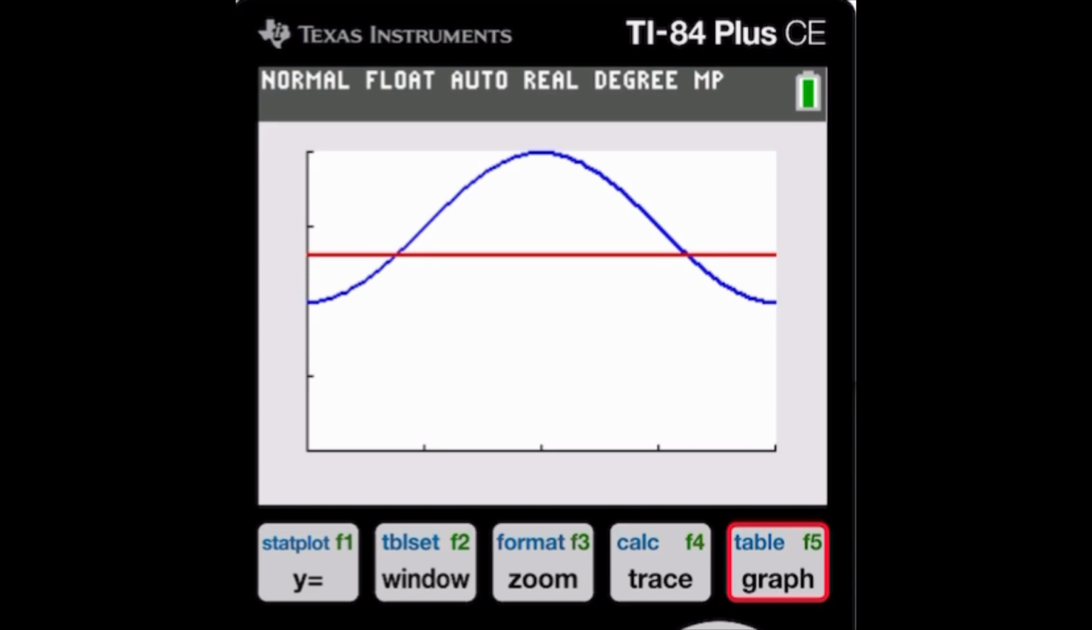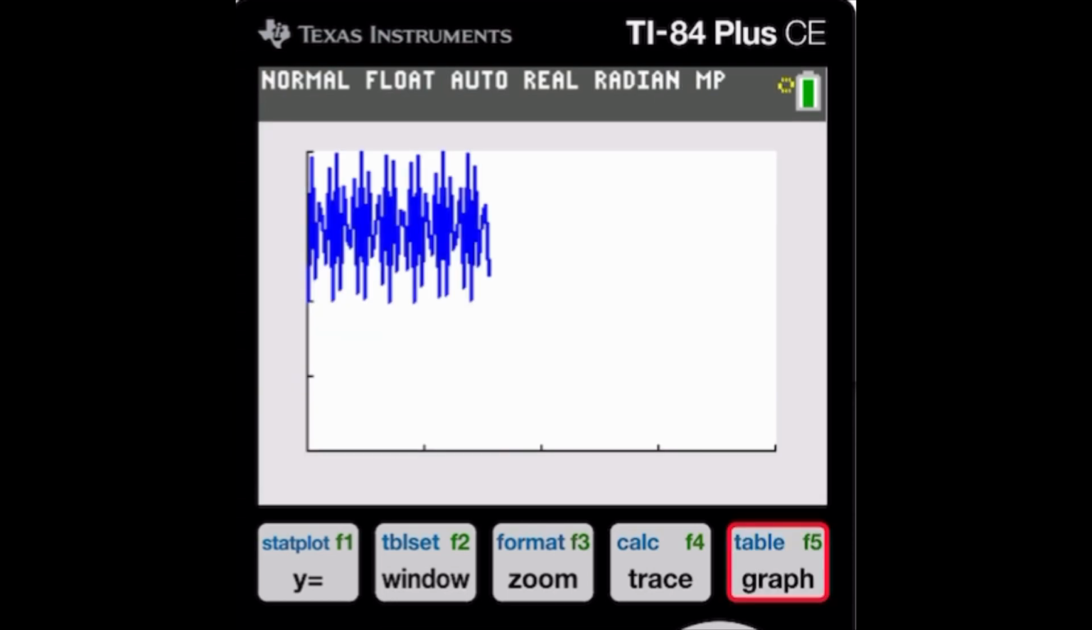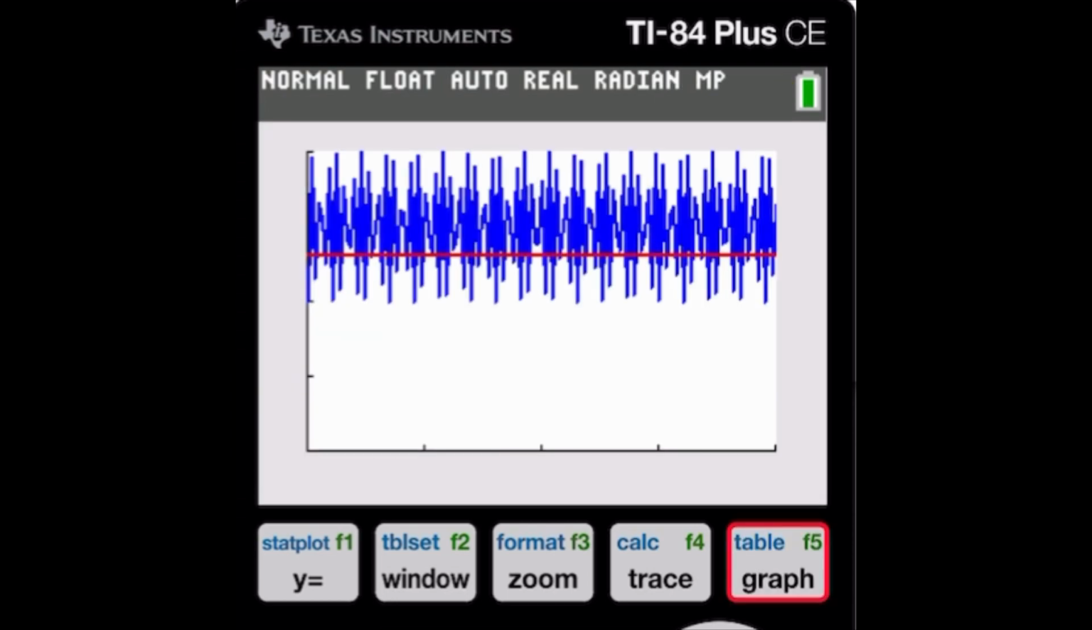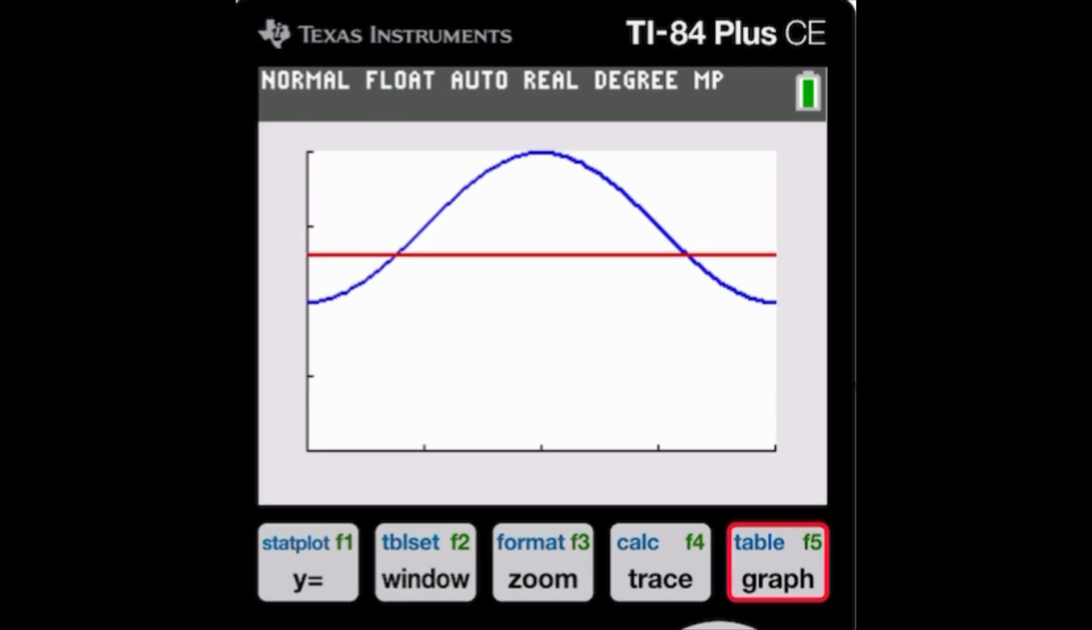If your graph does not look like mine right now, one of the things that you need to do is make sure that you are in the correct mode. So under mode in the calculator, make sure you are in degree mode, because if you happen to be in radian mode, just watch what happens to the graph. That's not what you want. So make sure when you are in mode for the IB exam, you are doing this in degree mode, okay? So now when you go to graph, you're going to see that it looks normal.